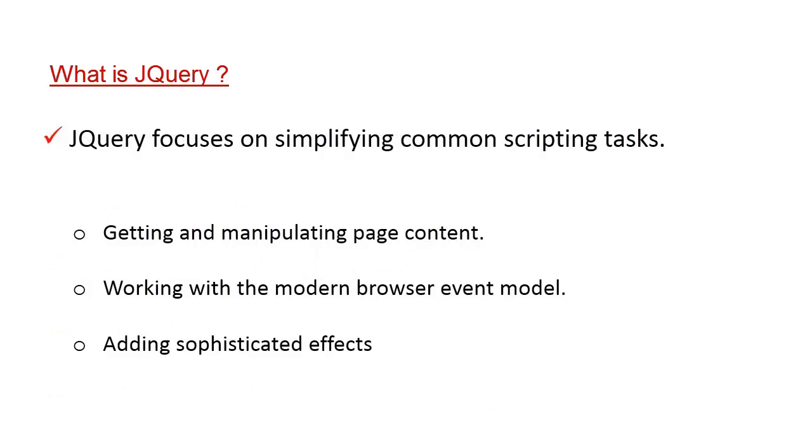For example, jQuery makes it really easy to get and manipulate page content. Now, normally you do this using the document object model, or the DOM. jQuery makes that really simple. jQuery also makes it really simple to work with the modern browser event model, and again this is a key part of building modern Web 2.0 applications.